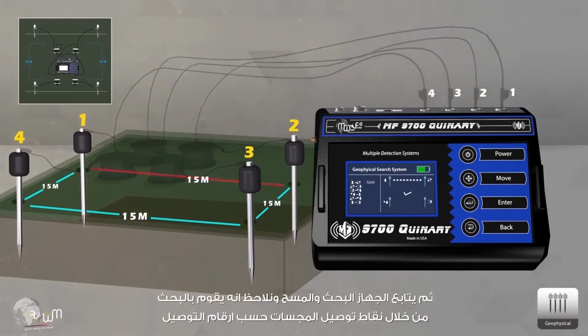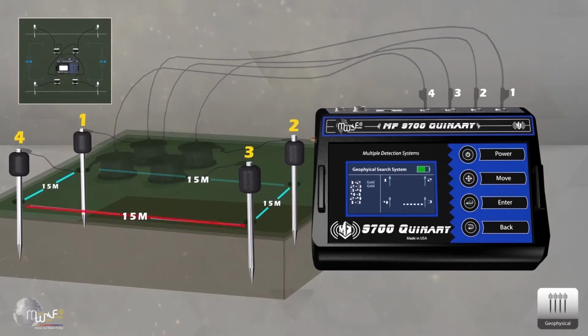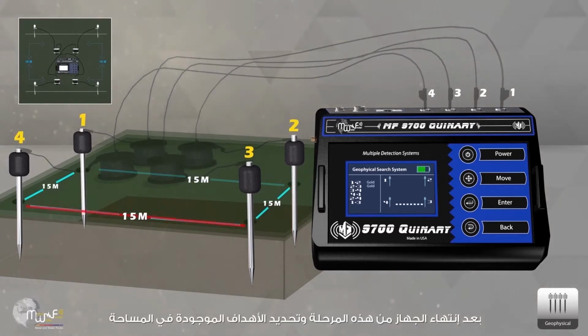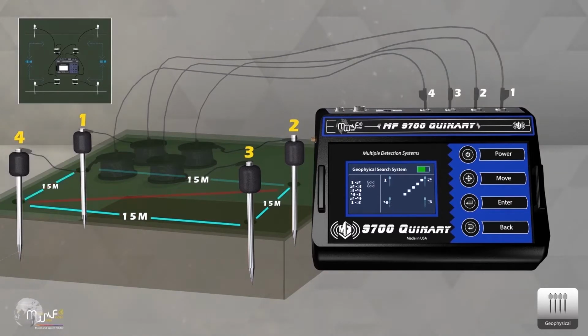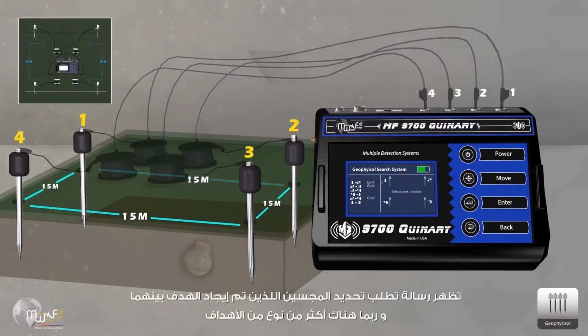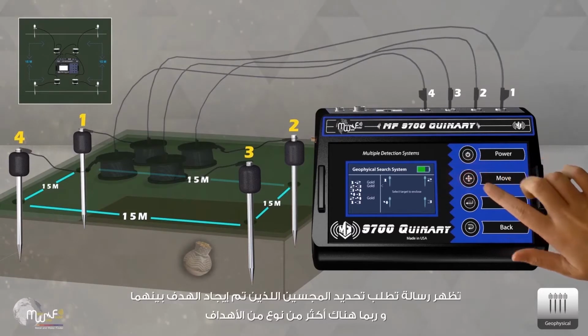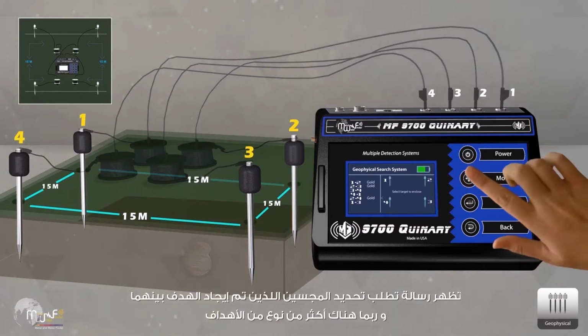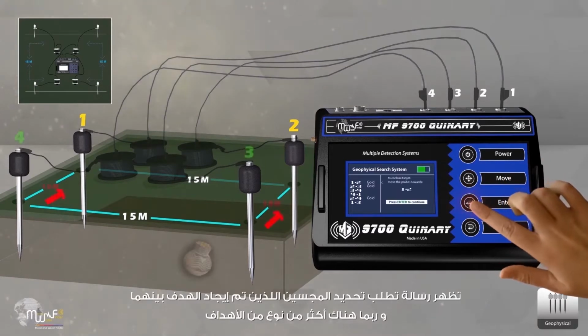Then the device continues scanning and searching, and you will notice that it searches through the probes' connection points according to the connection probes' numbers. After the device has completed this stage and identifies the target within the survey area, a message will appear asking for identification of the two probes in which the target was found. There may be more than one type of target.